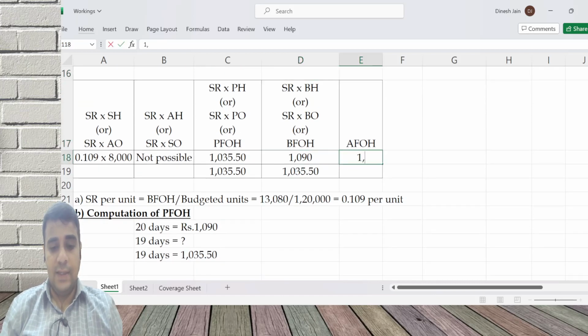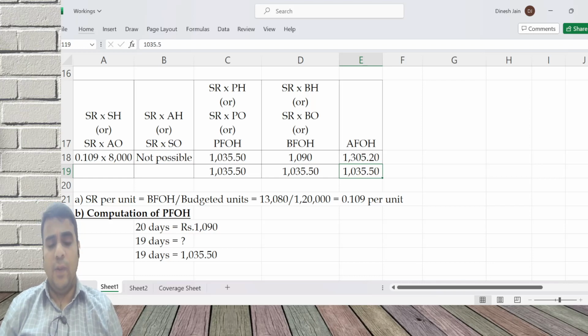Actual is 1305.2. Start calculating the required variances.